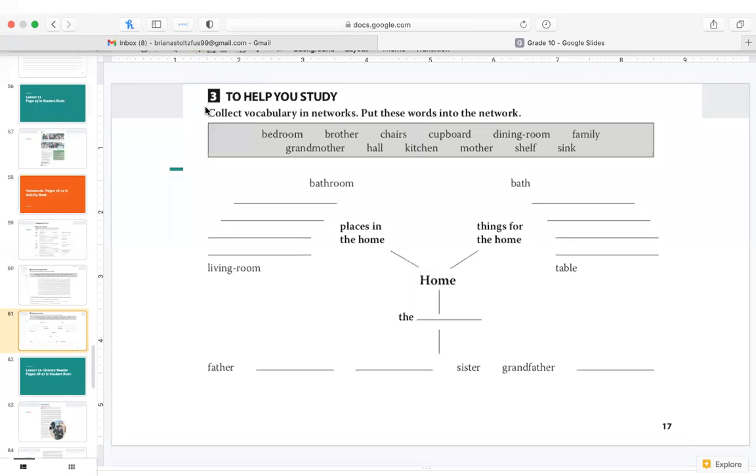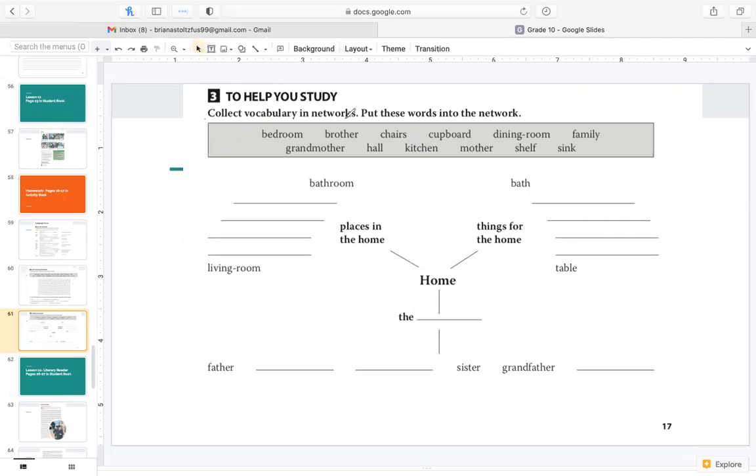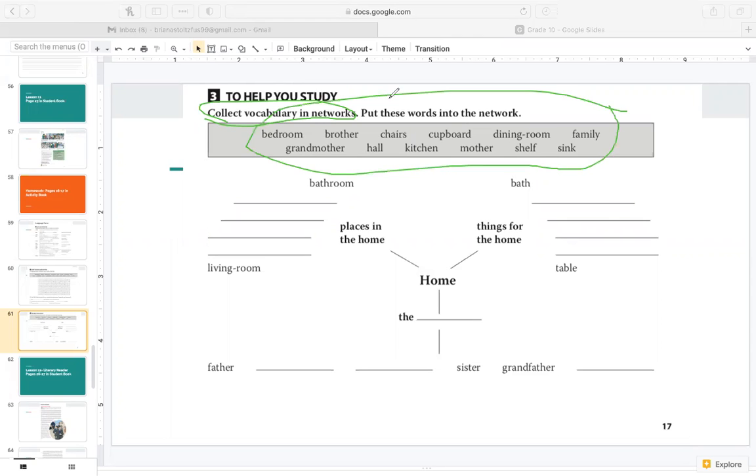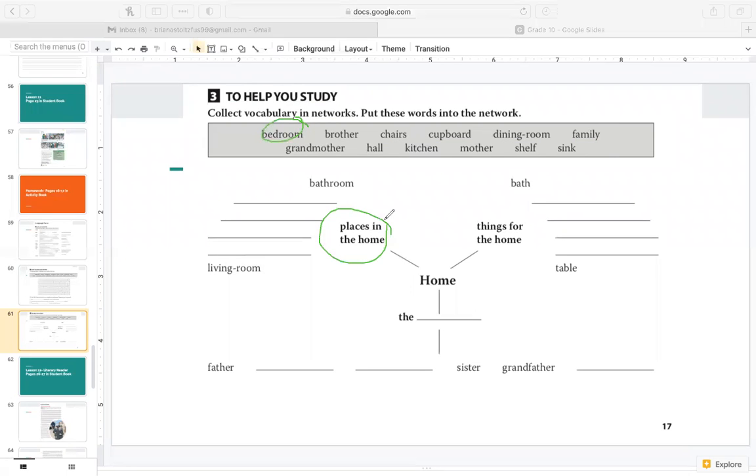Finally, in part 3, we're going to collect vocabulary into networks. It's important we know which words belong together. So here are all the words: bedroom, brother, chairs, cupboard, dining room, family, grandmother, hall, kitchen, mother, shelf, and sink. Decide, is this word a place in my home, a thing for the home, or the family?